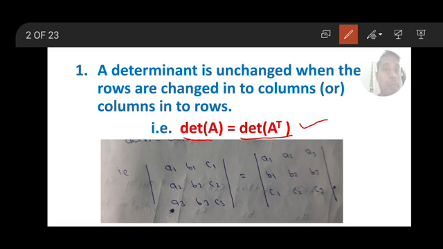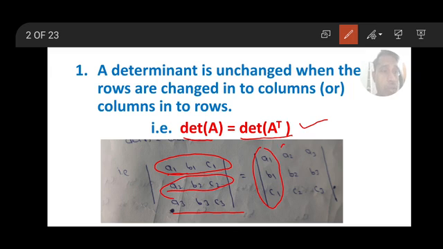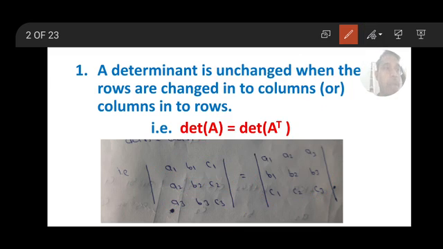Both are the same. For example, A1 B1 C1, A2 B2 C2, A3 B3 C3 determinant equals, I am interchanging the first row into the first column, second row into second column, third row into third column. Suppose this is A, this is A transpose, both the determinant values are equal. That is the first property.